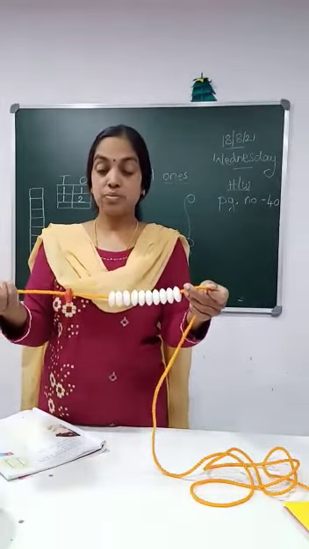Okay, page number 32. This is happy learning. Happy learning. 32, 33. You will trace it neatly. 34, 35, and 36. Okay, children. 34, 35, 36. So this will be your homework.